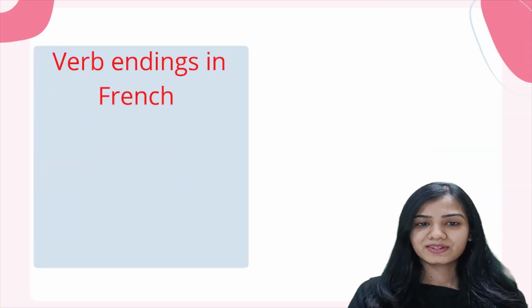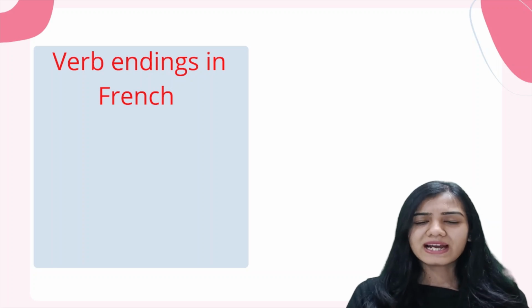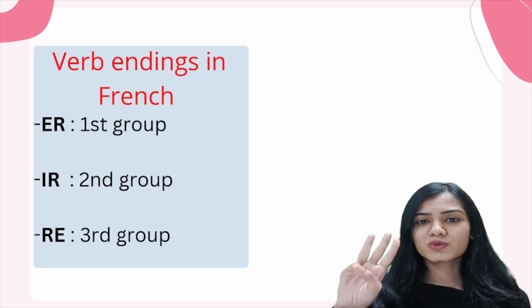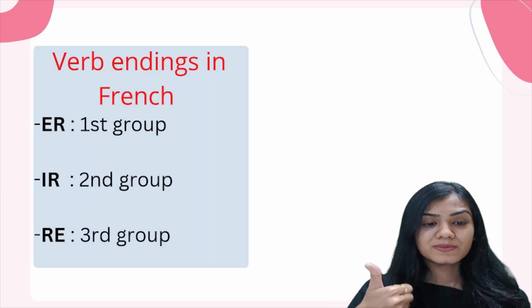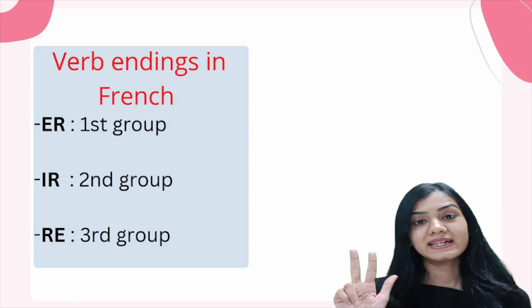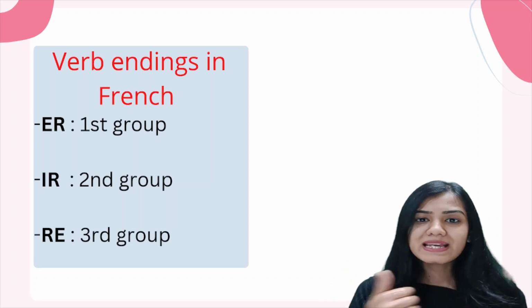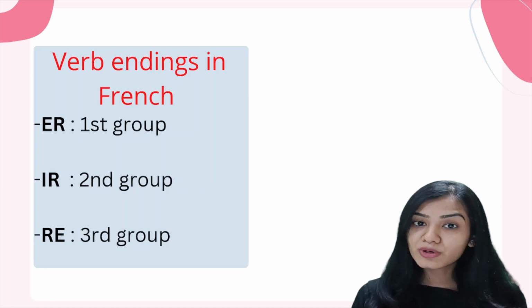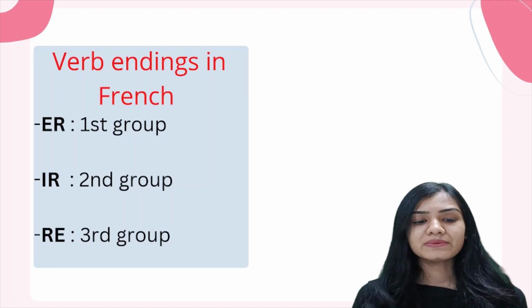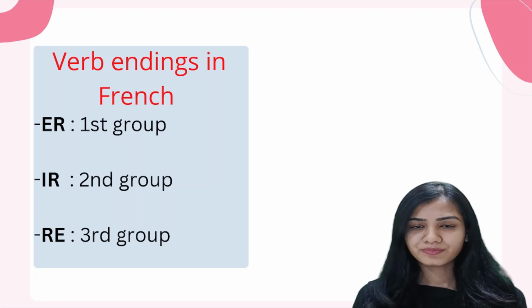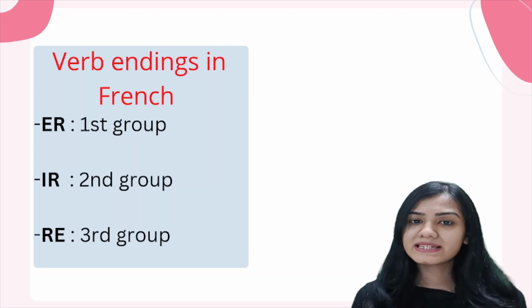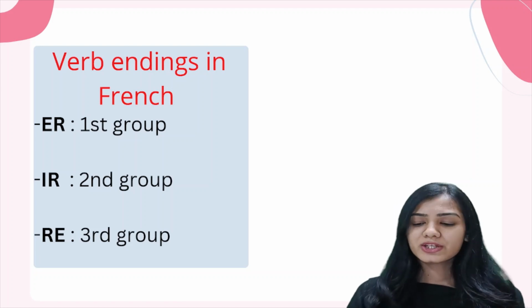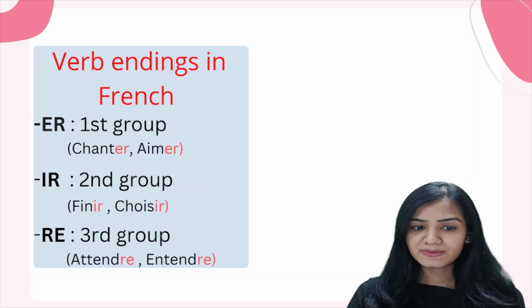Alright. So let's have a look at the different types of verbs in French. In French, we have three groups of verbs: the ER ending verbs, the IR ending verbs, and the RE ending verbs. ER ending verbs are also known as the first group of verbs, IR ending verbs as the second group, and the RE ending verbs as the third group. We have already covered the ER ending verbs. Today we are going to have a look at IR ending verbs.